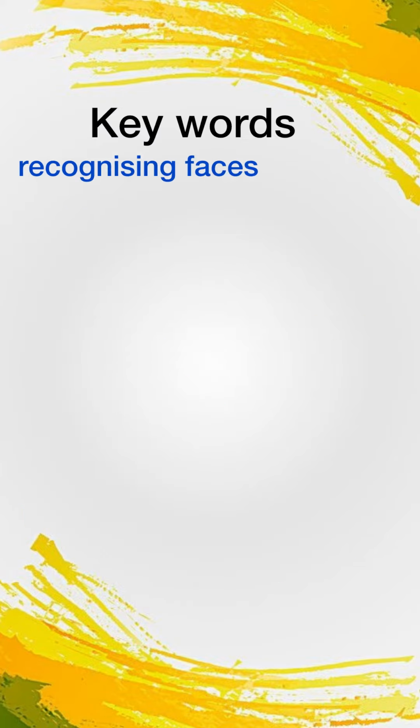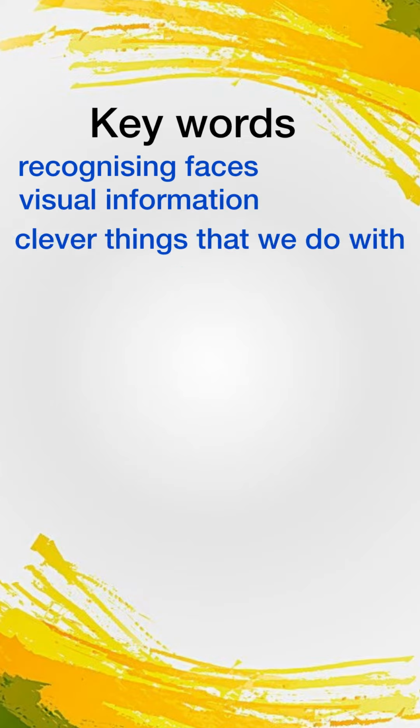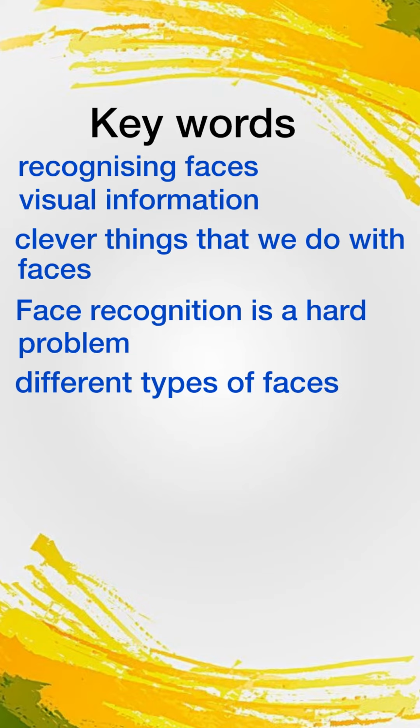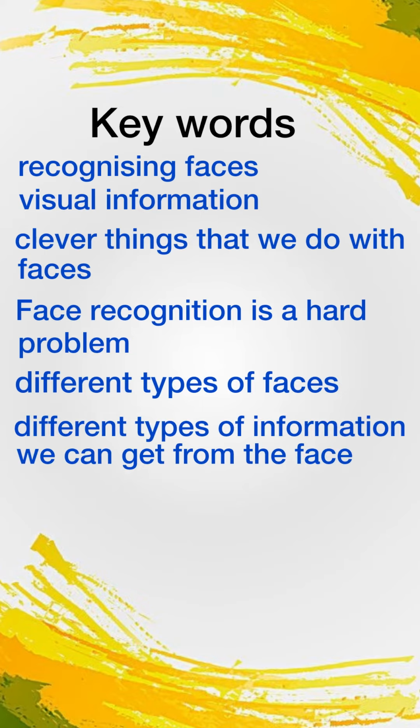So again, we can think about how we take that visual information and transform it into a form which allows us to put a name to a face, and to do all the other clever things that we can do with faces. I'm going to start off again by pointing out that it's a hard problem. Face recognition is a hard problem, and it's a clever thing we do. If you think about all the different types of faces you can recognize, and all the different types of information you can get from the face, you start to appreciate how well we can do face recognition.